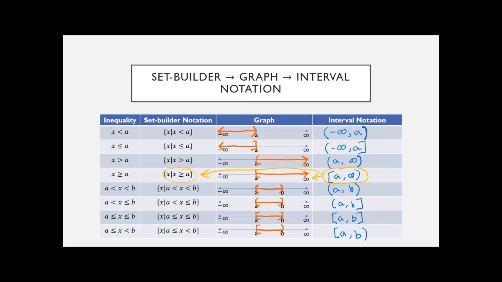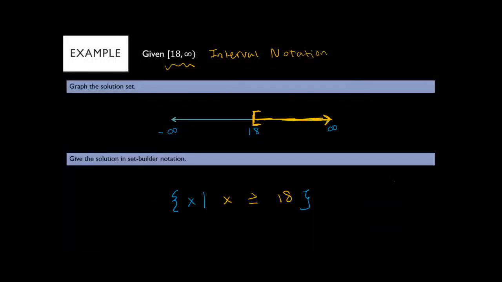Graphing it is not bad. You just kind of read the graph off of your interval notation, so that's not hard. But you can use this chart to get your graph as well. But the SetBuilder, that's the tricky part. Any questions?